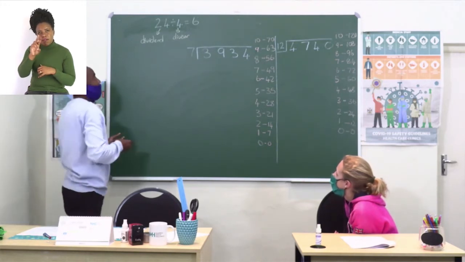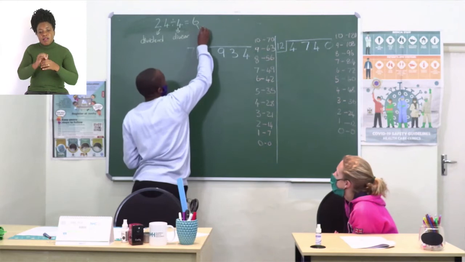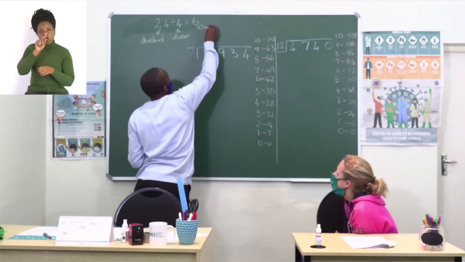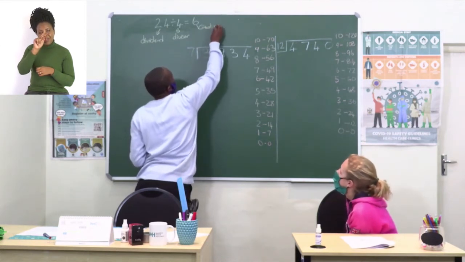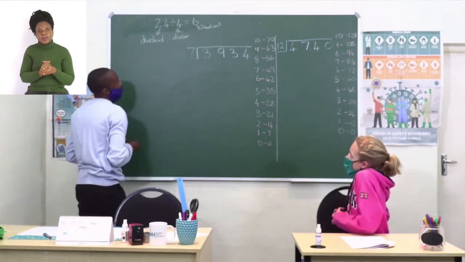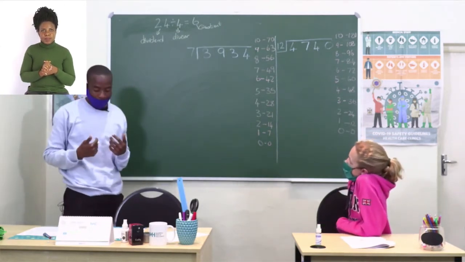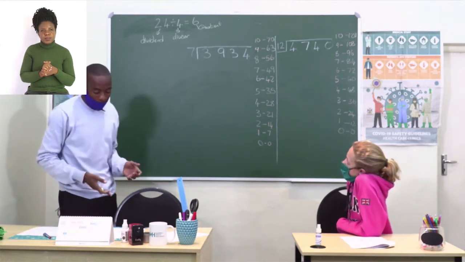All right? And then lastly, we have what we call your quotient. Okay? It's Q-U-O-T-I-E-N-T, quotient. All right? So now, let's see how different it is than the one that is in your book.